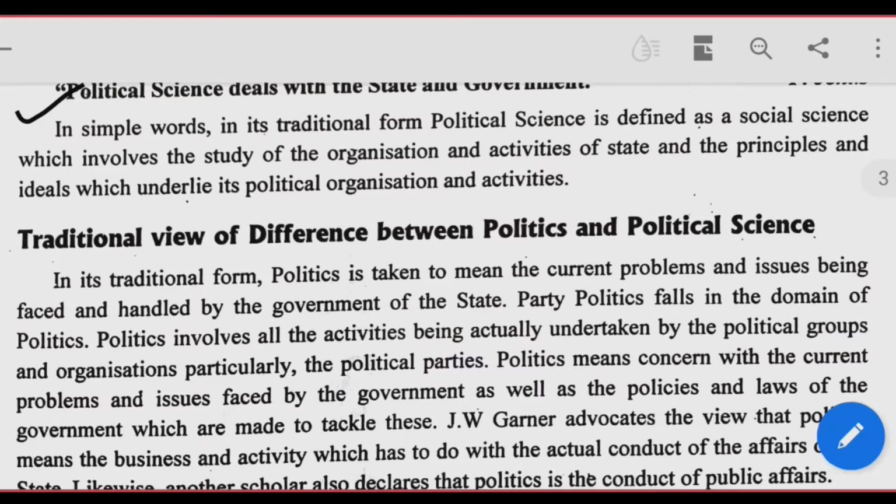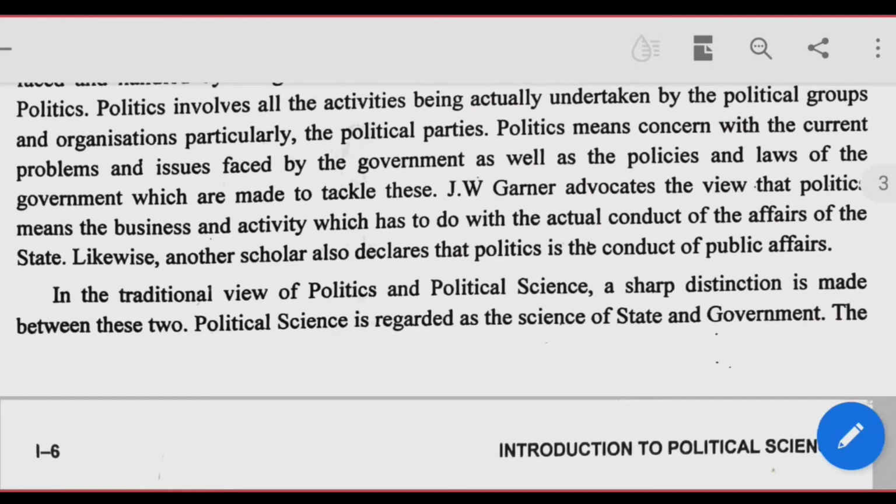Okay, traditional view, classical and modern view is also there, but within the modern view there is no differentiation. But in the traditional view, we can differentiate politics and political science. So if you understand this part clearly, it will be easy for you. So directly, let's come down.